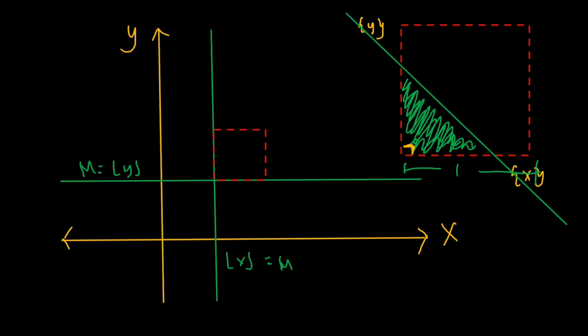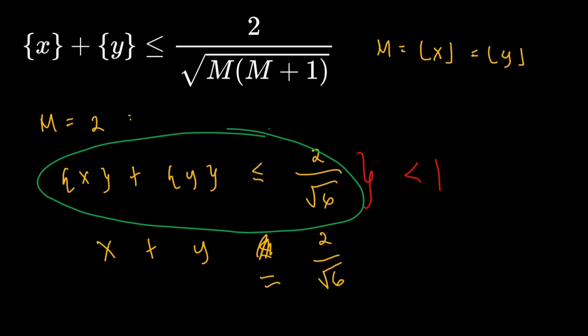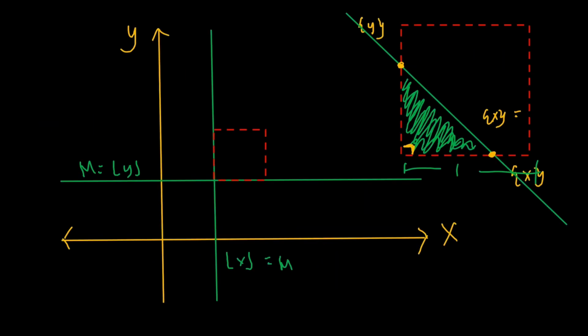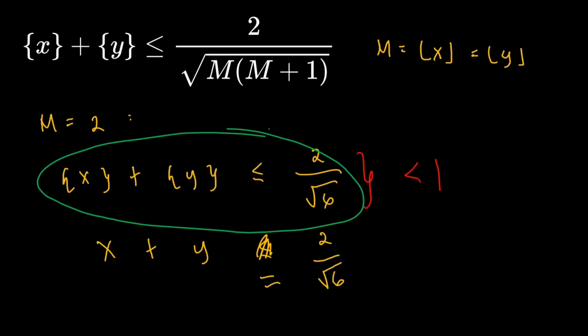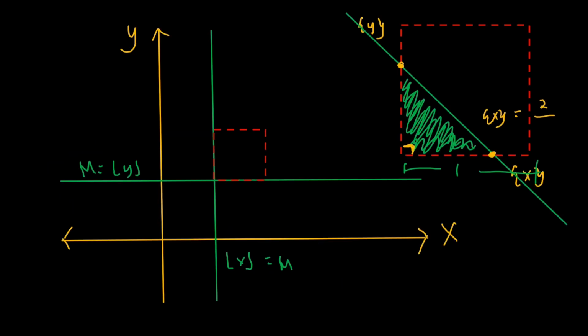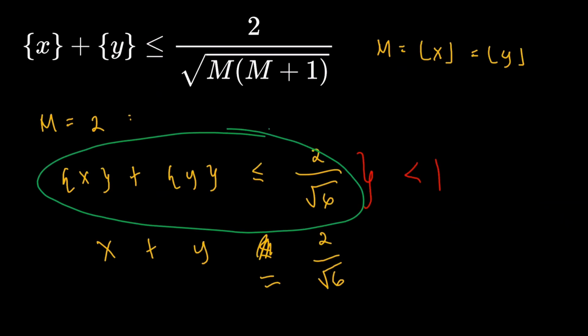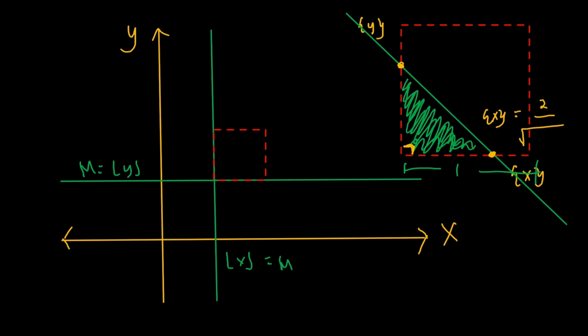And what's going to be the area? It's just going to be, take a look here. It does intersect this small red square at 2 points. It's going to intersect at the floor of x being equal to, obviously taking the extremes, because the floor of y, in this case, is going to be 0. So floor of x being equal to, in this case, 2 divided by square root 6 for the m equals 2 case. But then again, generally, it's just going to be the square root of m times m plus 1. So it's essentially that.